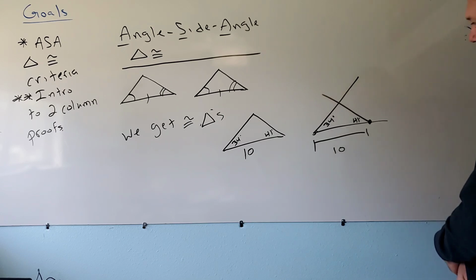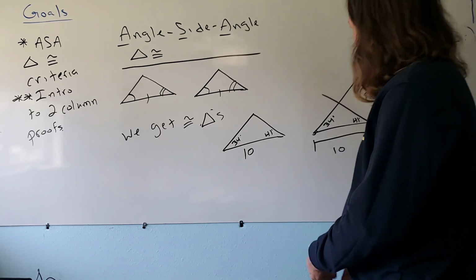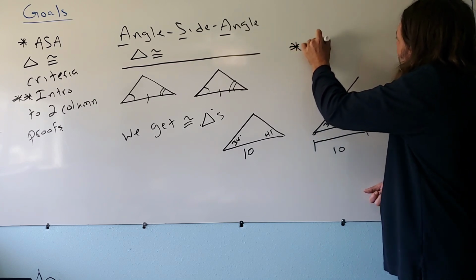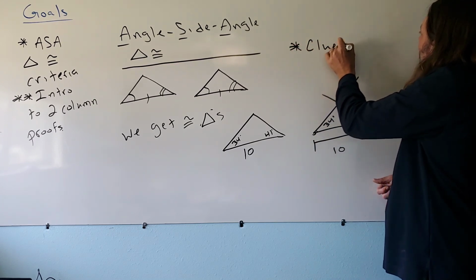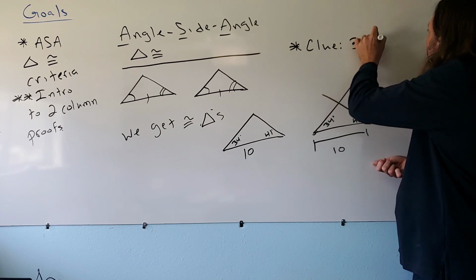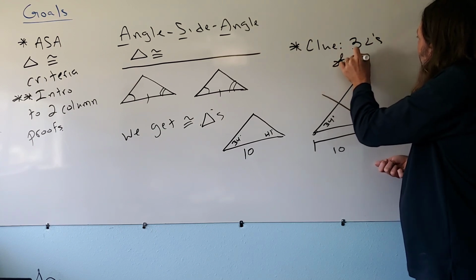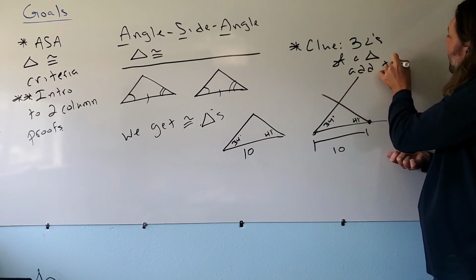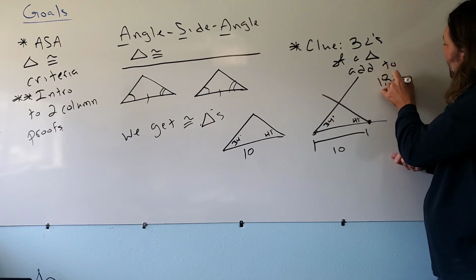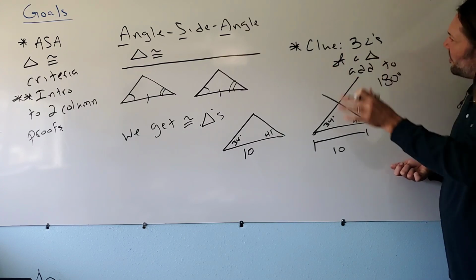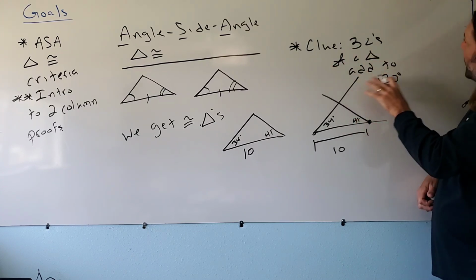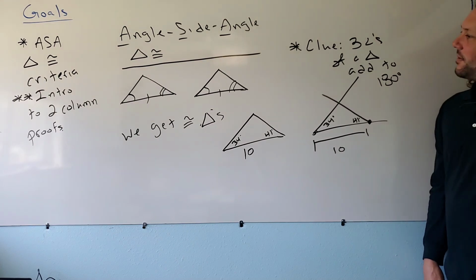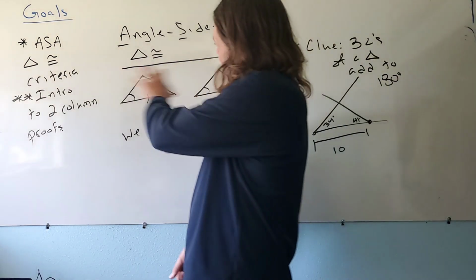So I guess that would probably be a good thing to note. A clue: the three angles of a triangle add to 180 degrees. So we're going to see somewhere in your homework, that's a good idea, we're going to see this idea come to life. So this is what we want.